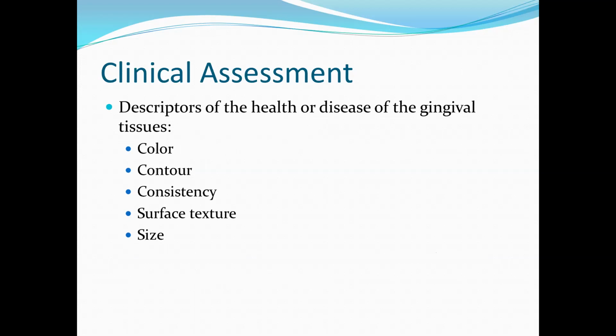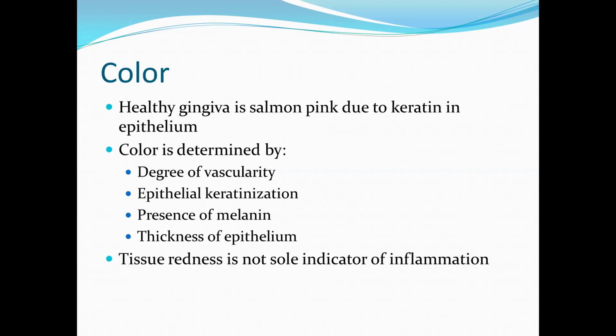So we're really zeroing in on descriptors of health versus disease. We're looking at the color, contour, consistency, surface texture, the size. Papillas, are they long and narrow? Are they short and fat? It can make a difference in your description as far as what they look like on paper, so to speak, or in the computer.